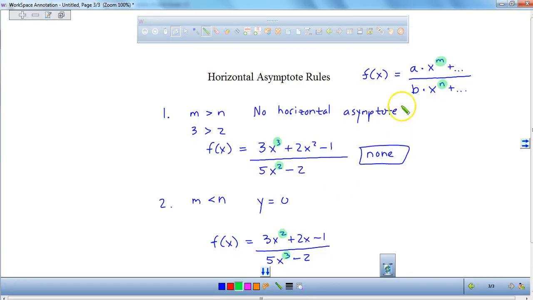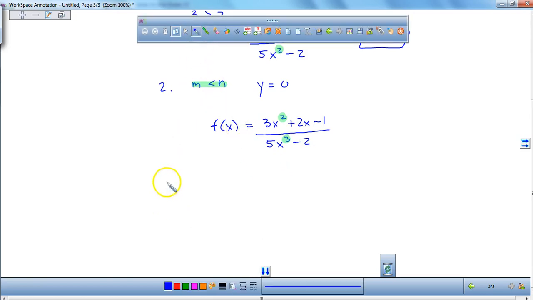Okay? So if it's greater, what do we have? We have none. If it's less, we have y equals 0. So we have the third rule. What happens if they're equal? So number 3. What happens if m is equal to n? So let's go ahead and make one here.